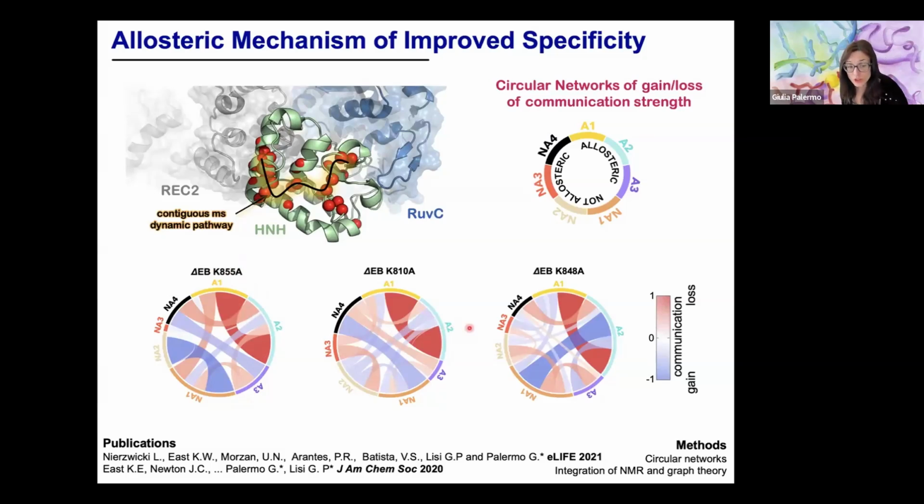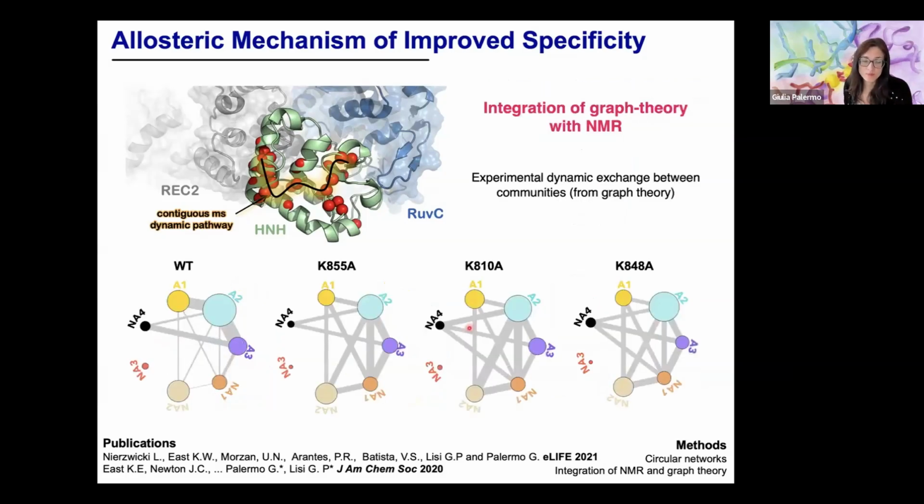To verify this observation through solution NMR, we combined our community network analysis with CPMG relaxation dispersion. So what you can see here in these graphs is an NMR-derived communication network, where the communities are derived from computations, but the bonds, so the communication between these communities, comes from the experimental dynamic exchange, so from CPMG relaxation dispersion. And you can see that when you introduce the mutations, clearly the communication between the allosteric communities is reduced, as it was observed through graph theory, through the analysis of the dynamics from graph theory.